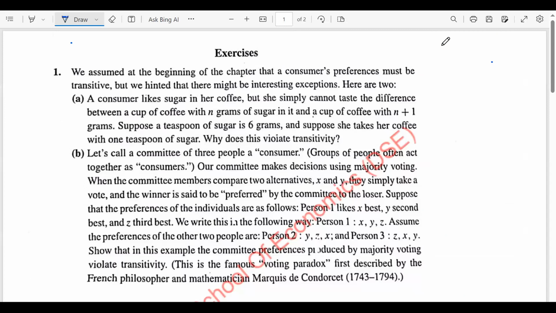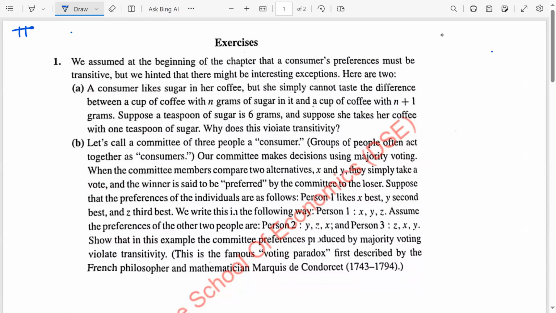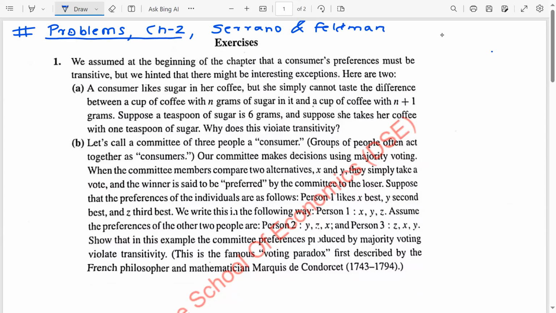Okay, I hope I'm audible to all students who are attending this practice lecture for Intermediate Microeconomics Part 1. In this particular lecture, we continue with our discussion of the back problems from Chapter 2 of the book A Short Course in Intermediate Microeconomics by Serrano and Feldman. That's the name of the book.